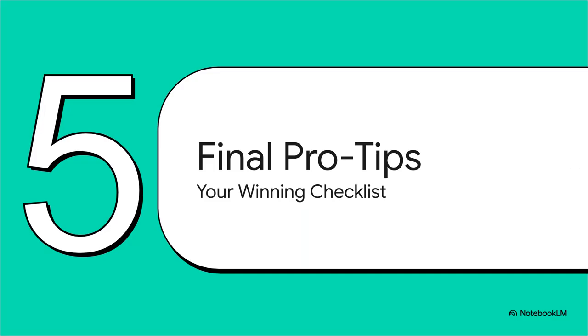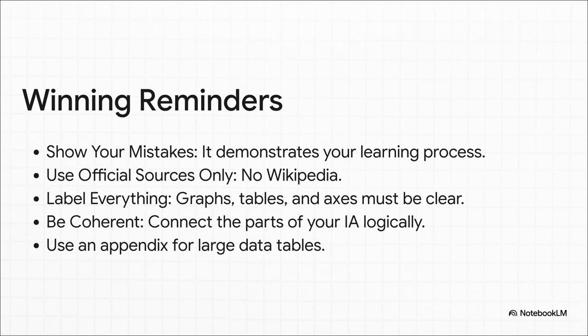We've got the blueprint, and we've decoded the grading. To wrap things up, let's do a quick lightning round of final pro tips to make sure you avoid those common pitfalls and turn in an IA that really shines. All right, let's run through these winning reminders. 1. Show your mistakes. It proves you're actually learning. 2. Use official sources only. Seriously, no Wikipedia. 3. Label everything. I mean every graph, table, and axis. 4. Be coherent. Make sure all the parts of your IA logically connect to each other.